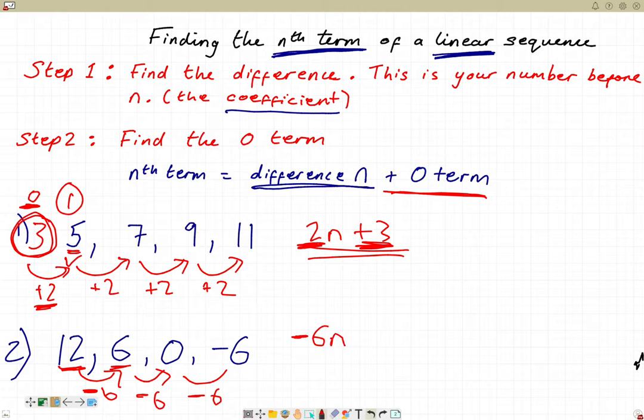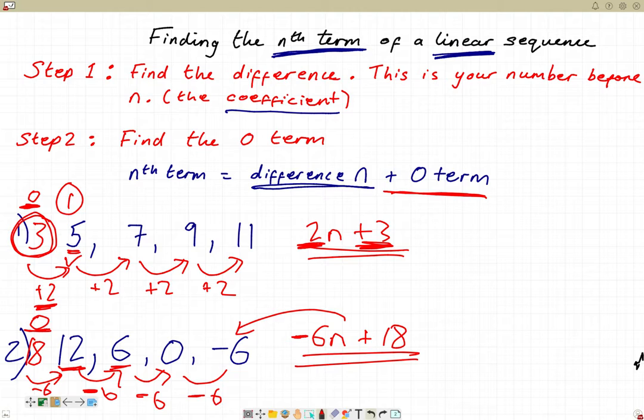Now all I need to do is find the zero term. So what number would come before 12? Something take away 6 is 12. So 12 add 6 is 18. So plus 18. That is the nth term for that sequence. Let's try another example.